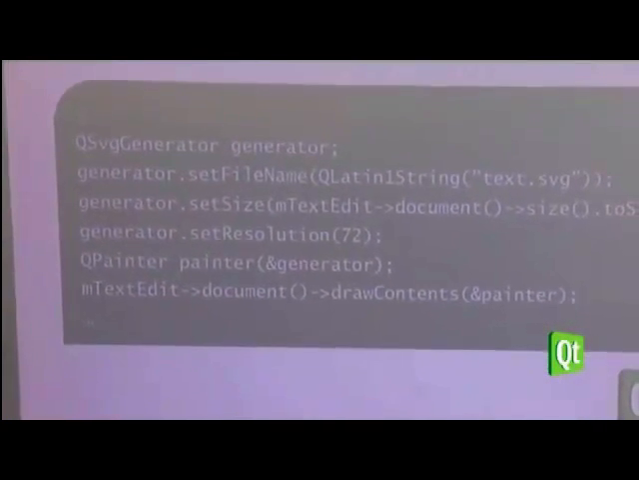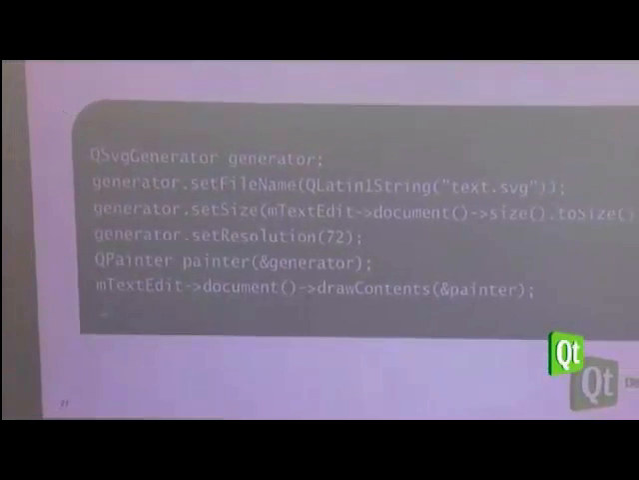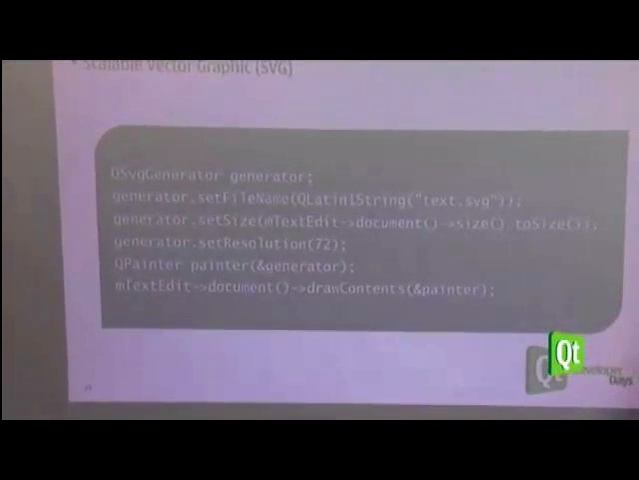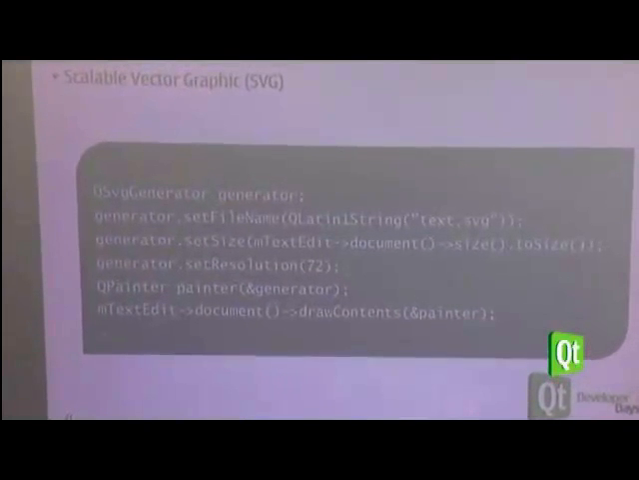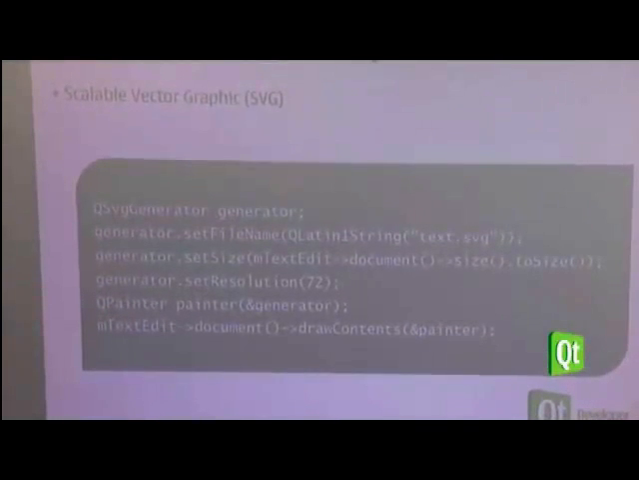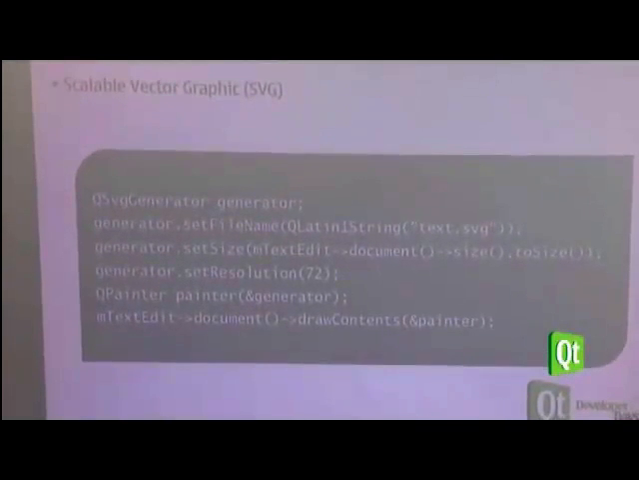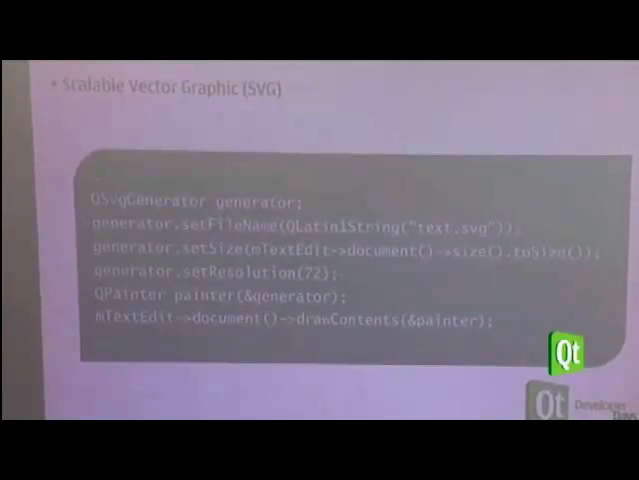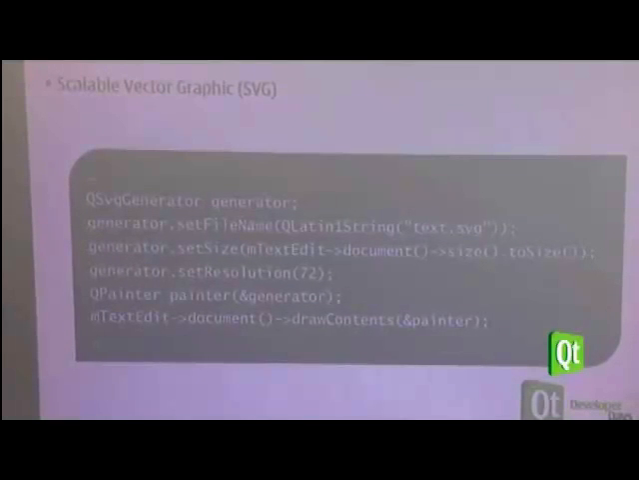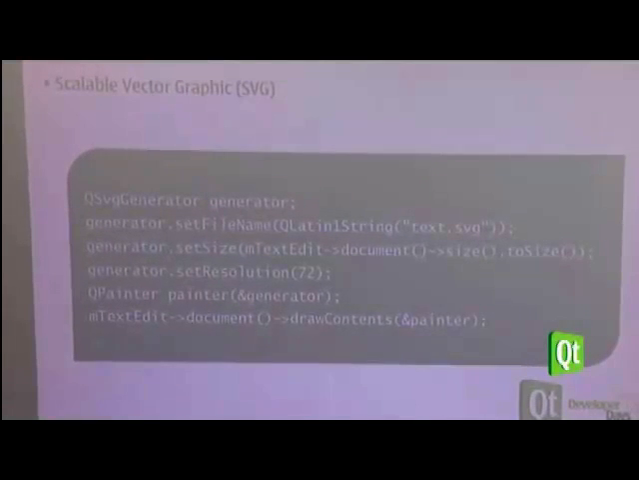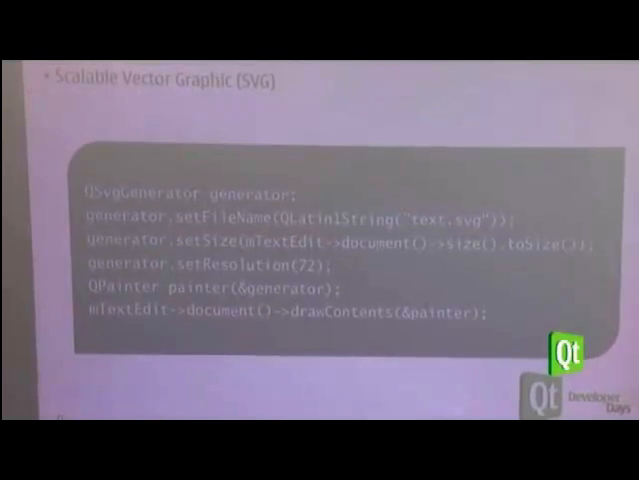Scalable vector graphics. You might not have known this, but it's very easy to make your document into an SVG. Start with the QSvgGenerator class, create a generator, give it an output file name, give it a size. It's important to give it a size. I set the resolution, you don't necessarily have to. Then create a QPainter on your SVG generator. Again, get your document out of your text edit and call drawContents and pass it the painter. It's that simple to create an SVG.